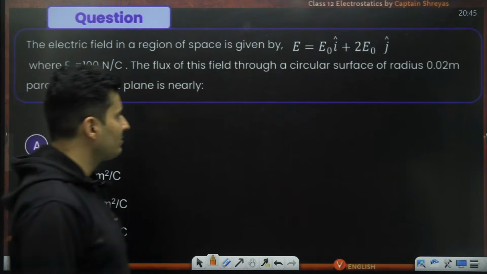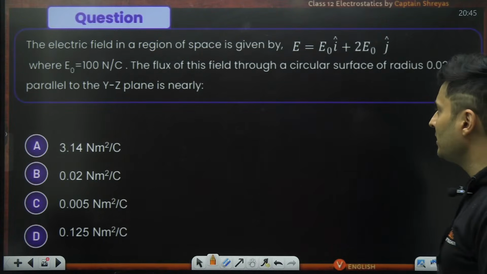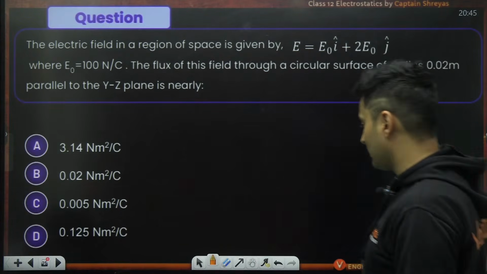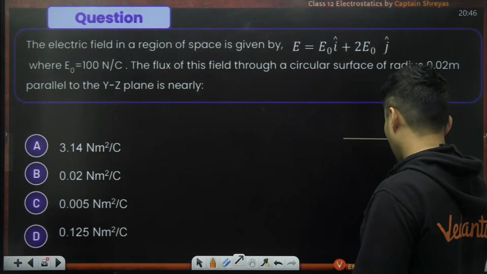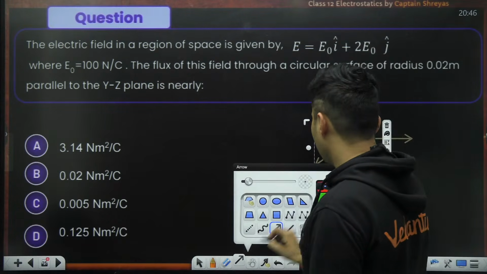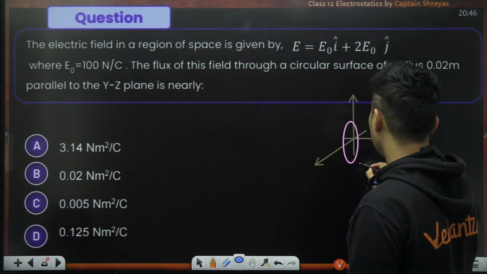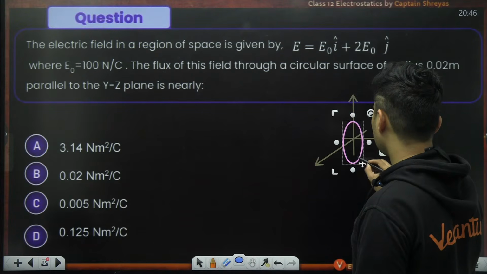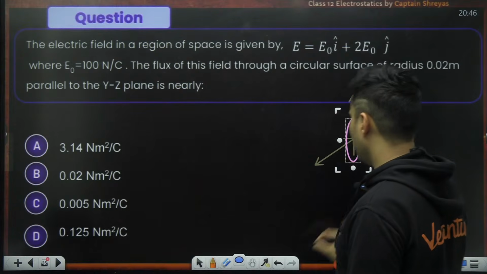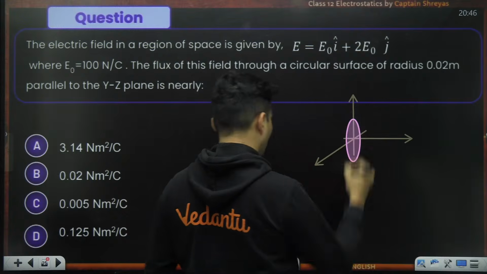Let's go to another question coming up on your screen. The electric field in a region of space is given by E naught i cap plus 2 E naught j cap, where E naught is 100 Newton per Coulomb. The flux through the circular surface of some radius parallel to the YZ plane is, interesting, YZ plane. This is X, this is Y, and this is Z. And our circle is basically in the YZ plane. So it should be like this, I believe. This should be our circle.